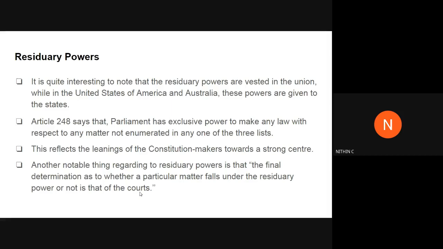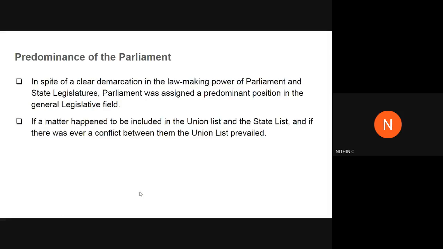So a decision on whether a particular matter falls under residuary power, that is, a matter not in any of these lists, is actually finalized in the courts. Okay. So what we saw here is a predominance of parliament. We can call it a dominance of the parliament.